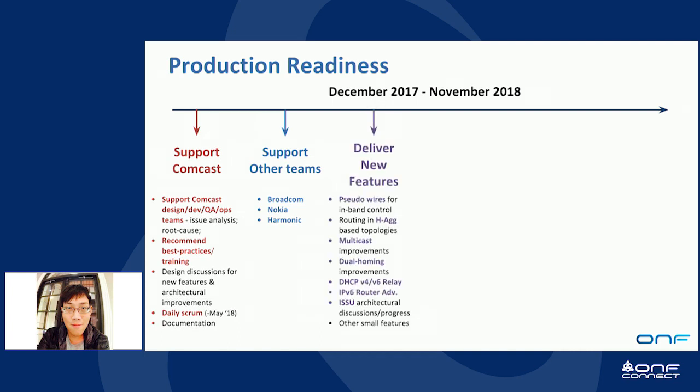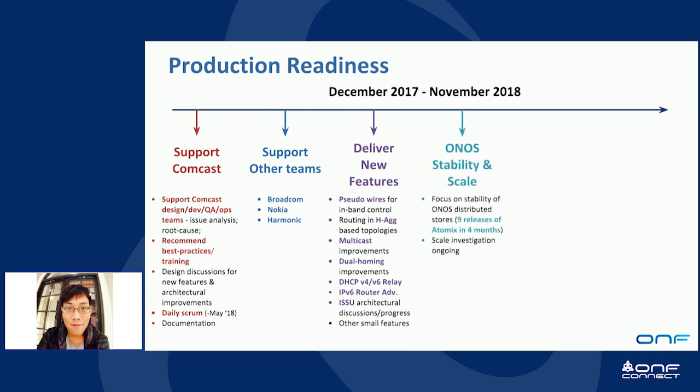We delivered a lot of new features last year. That includes Pseudowires, HAG, which is the second stage support. We also improved the Multicast use case and the dual homing use case. We implemented DHCP v4 and v6 relay. Some other vendors also contributed an IPv6 router advertisement app. We also have preliminary support for, and architectural discussions of, ISSU, in-service software upgrade, and also some other small features.